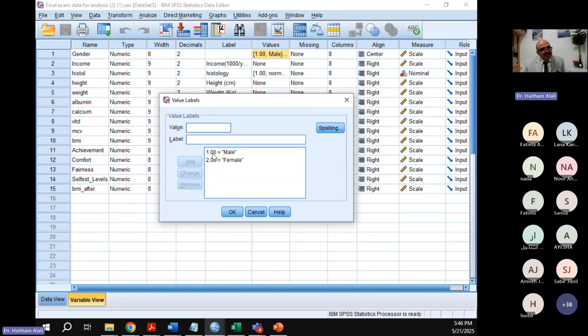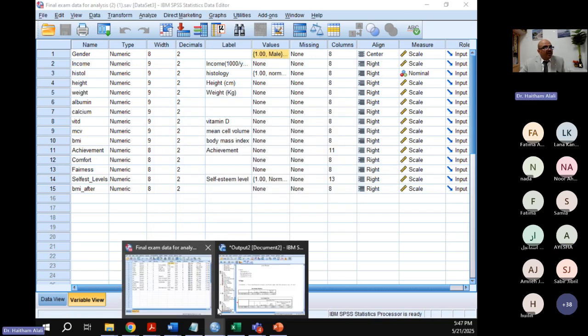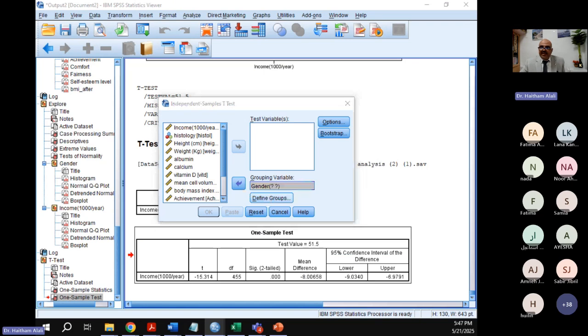1 and 2. Sometimes you have more than 2 categories, and you only want to check 2 categories. In that case, you need to identify the numbers for SPSS. It is a machine dealing with numbers, so just identify the numbers as you already identified from the beginning. Go to the test again. So gender, identify the groups.